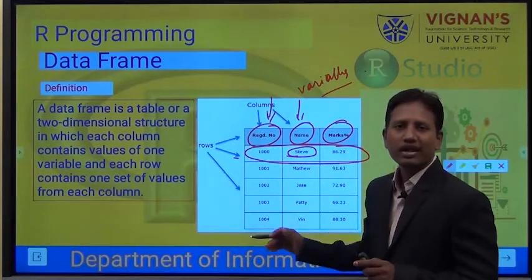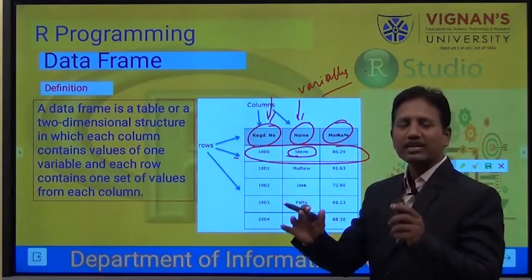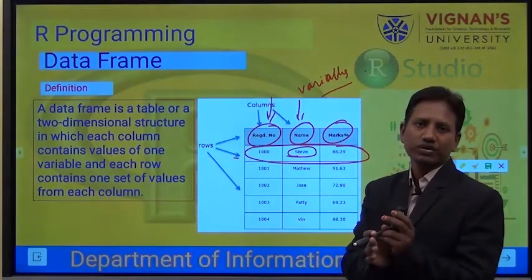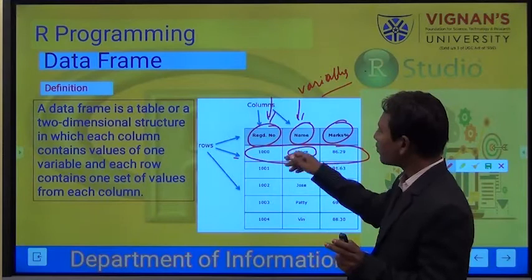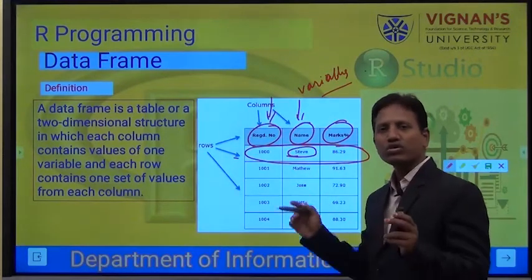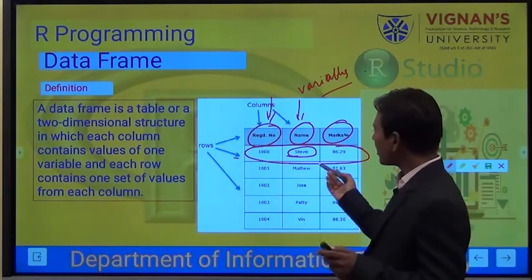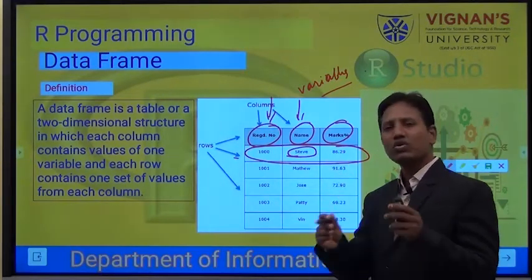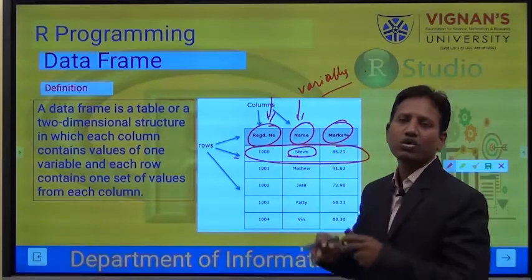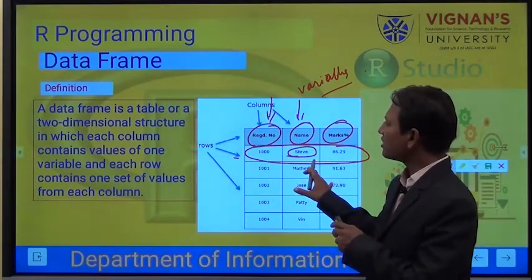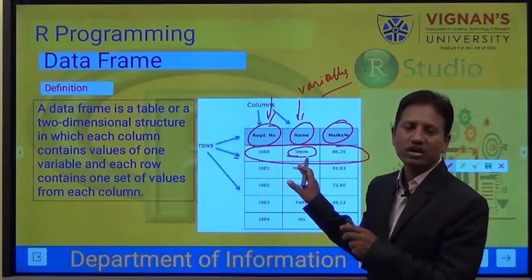So in a data frame, data is framed in rows and columns. In this, columns are the important thing, and one row talks about all columns. Sometimes some data may or may not be present, but that row talks about all the columns. So this is the way we are going to represent a data frame.